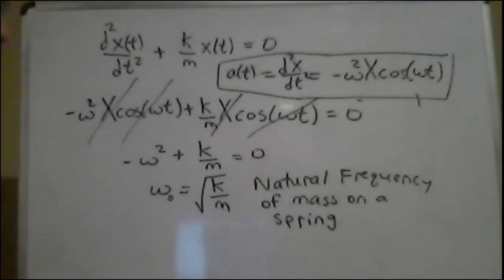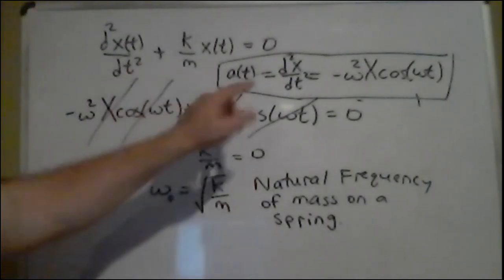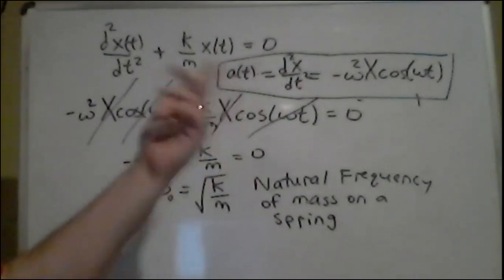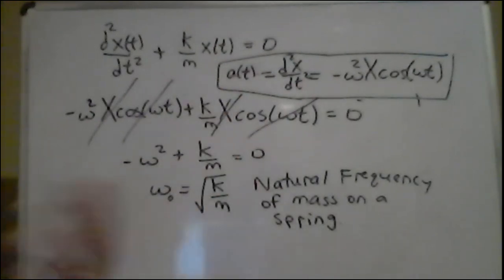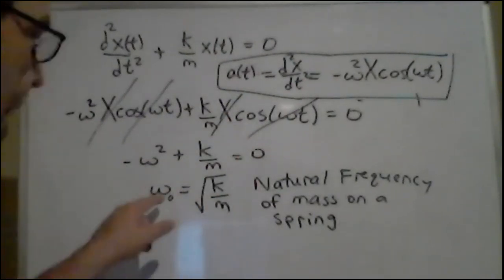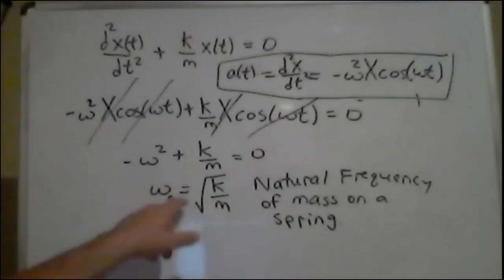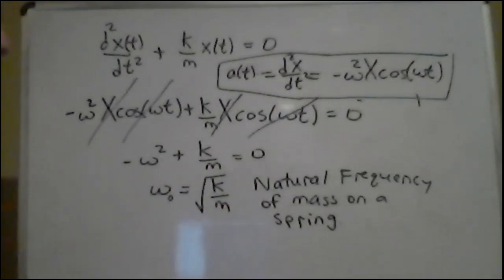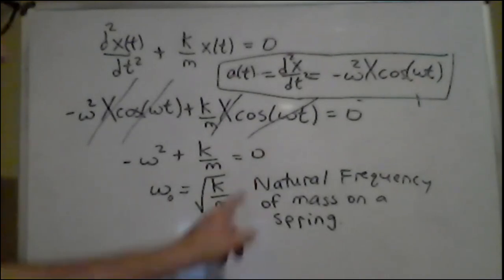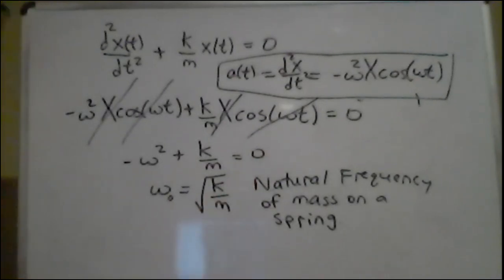So that is the requirement. If this is the solution, if x of t is capital X cosine omega t, the requirement is that omega must be the natural frequency and it must be equal to the square root of K over M. That's very interesting how an object, a system, wants to oscillate at a natural frequency based upon its characteristics. In this particular case, the spring constant of the spring and the mass M. These are characteristics that define a particular mass on a spring system.